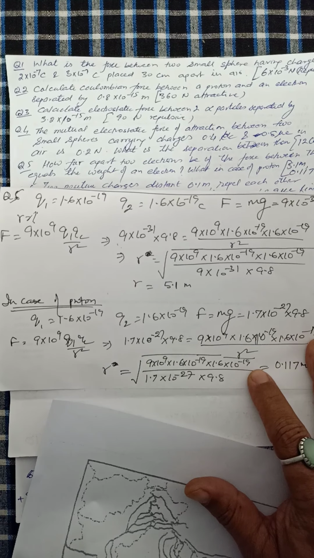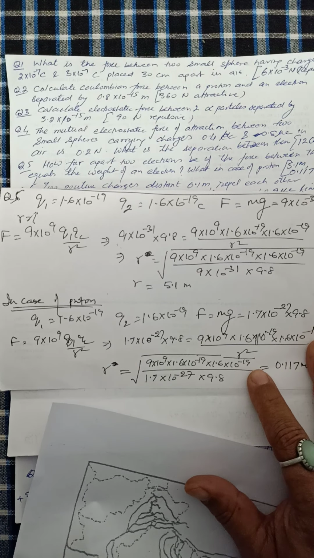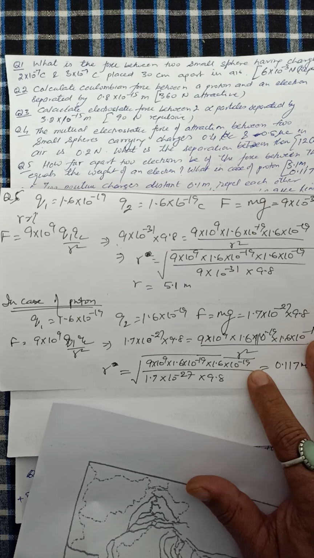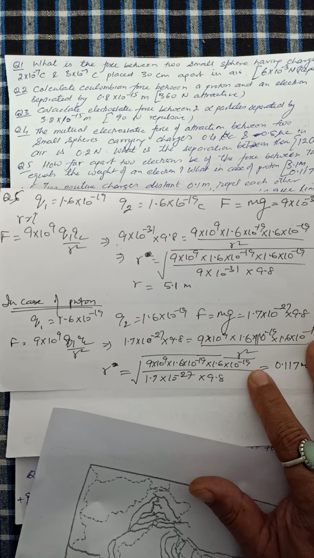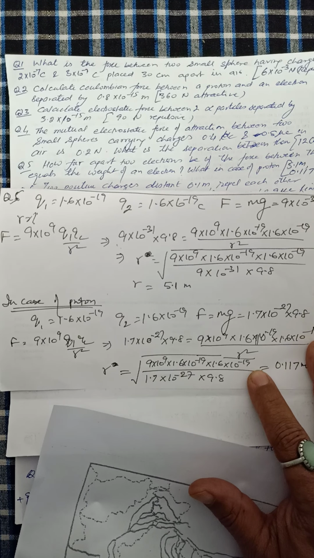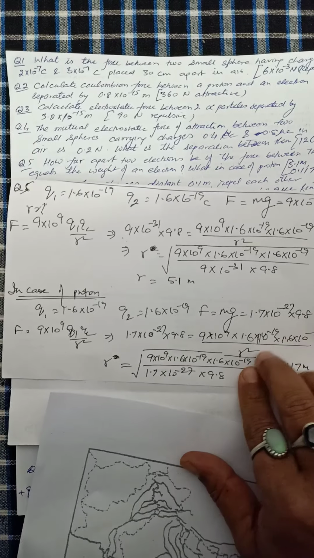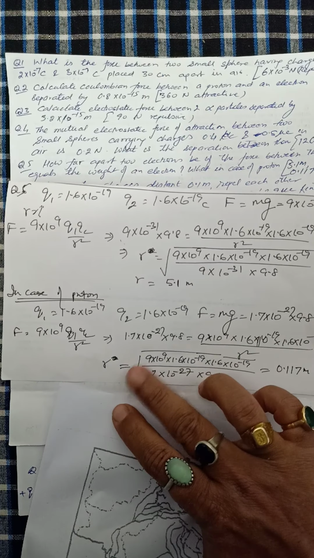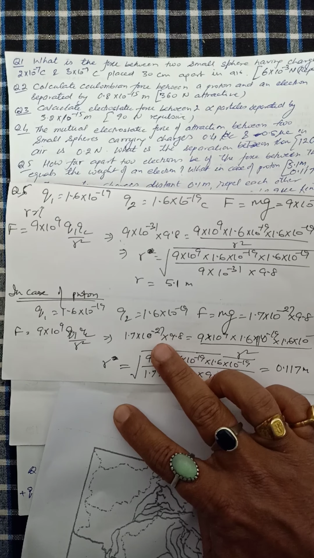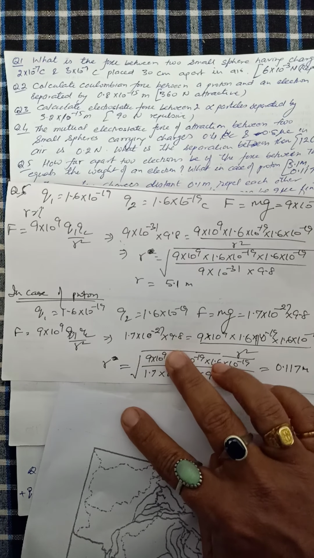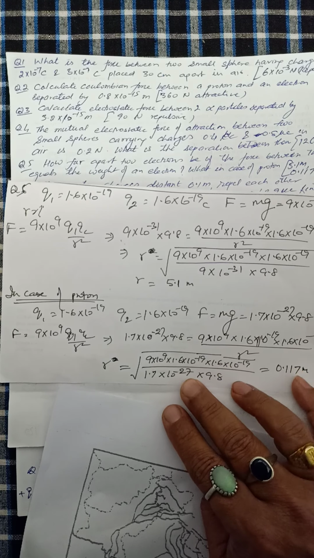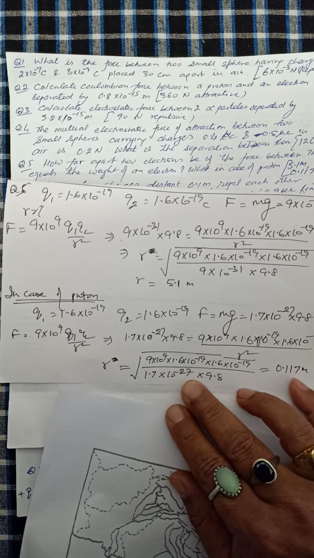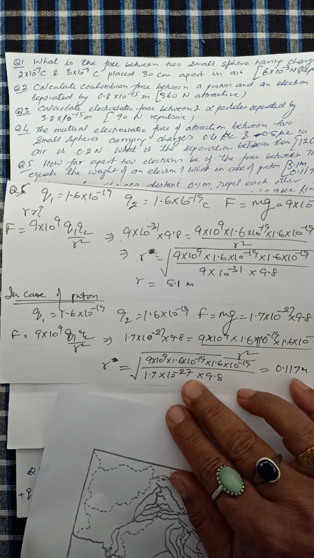So in case of proton, the charges will be same because proton and electron have same values of charge. Force is mg. In this case, in place of m, that is mass, we take mass of proton, which is 1.7 × 10⁻²⁷ kg. Our g is 9.8. So again we use the formula F equal to 9 × 10⁹ Q1 Q2 by R square. In place of force, put mg, mass of proton, into g. On the right hand side, put the other values, cross multiply, take R square on one side, take the root, and you get the value 0.117 meters.